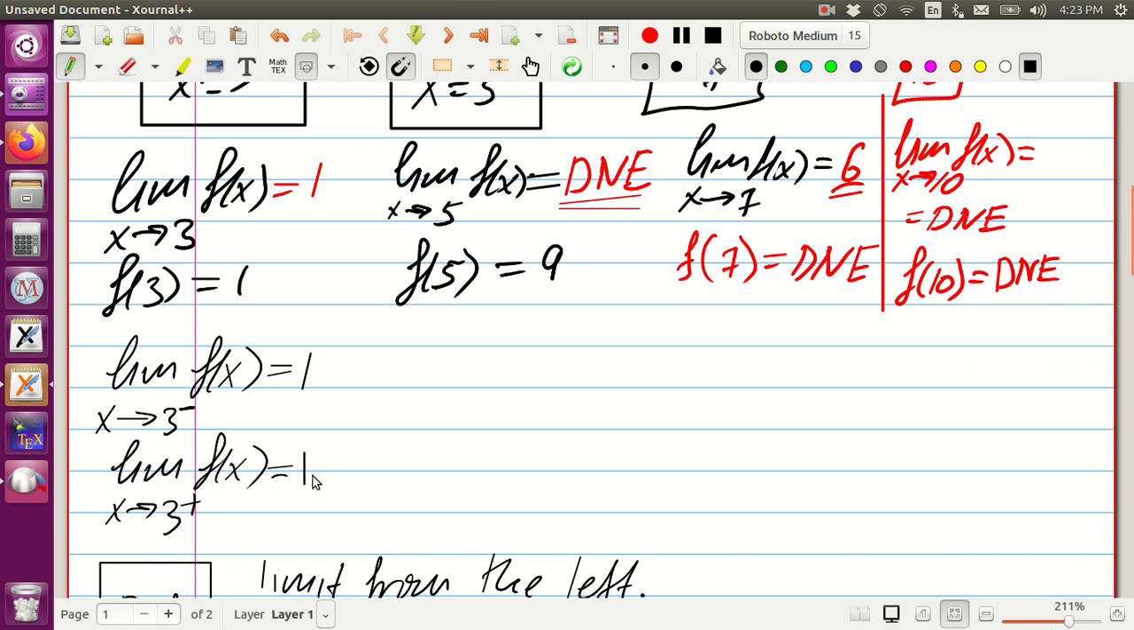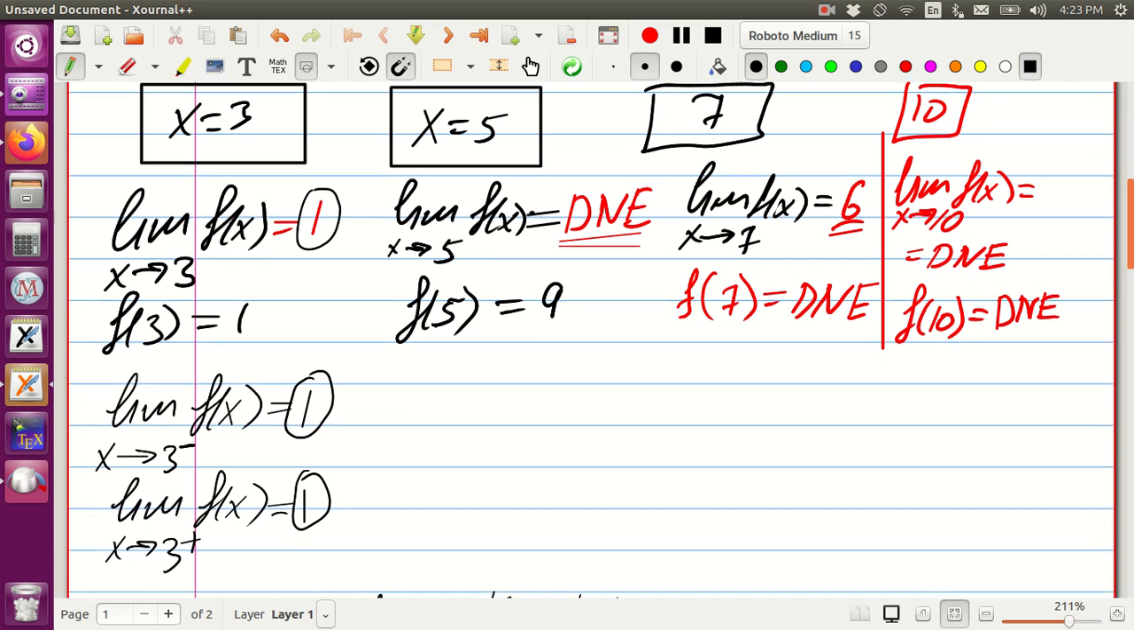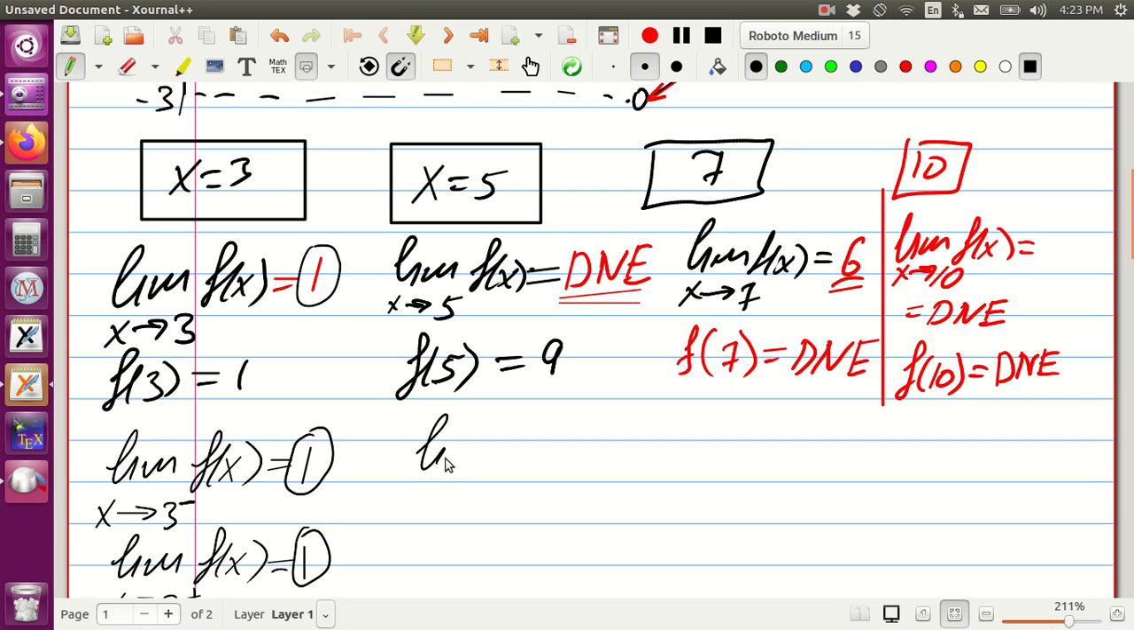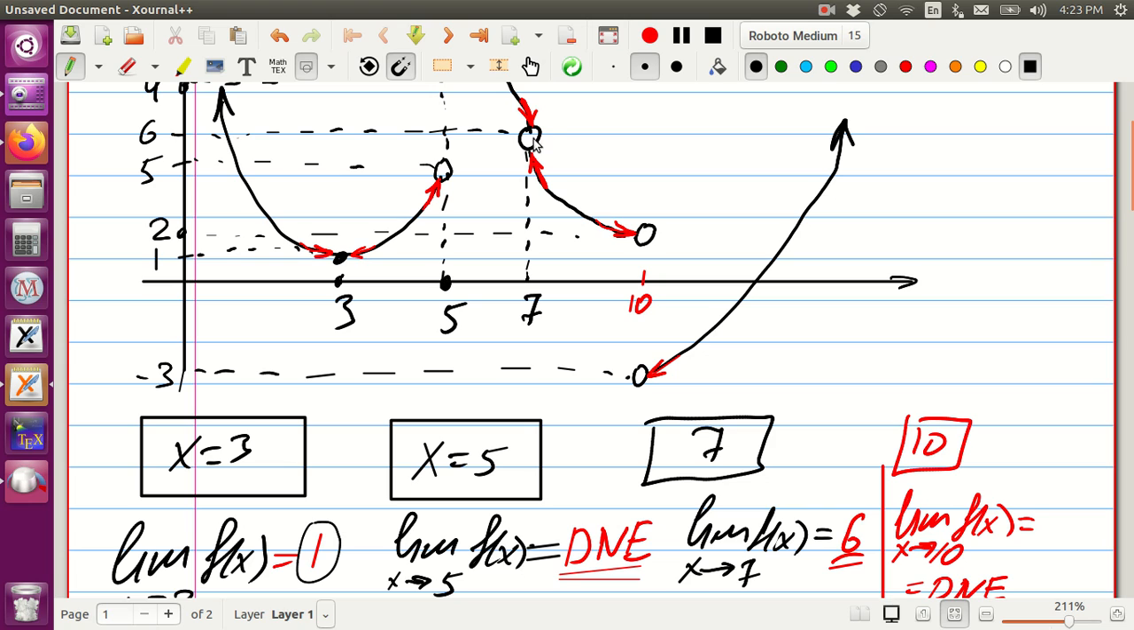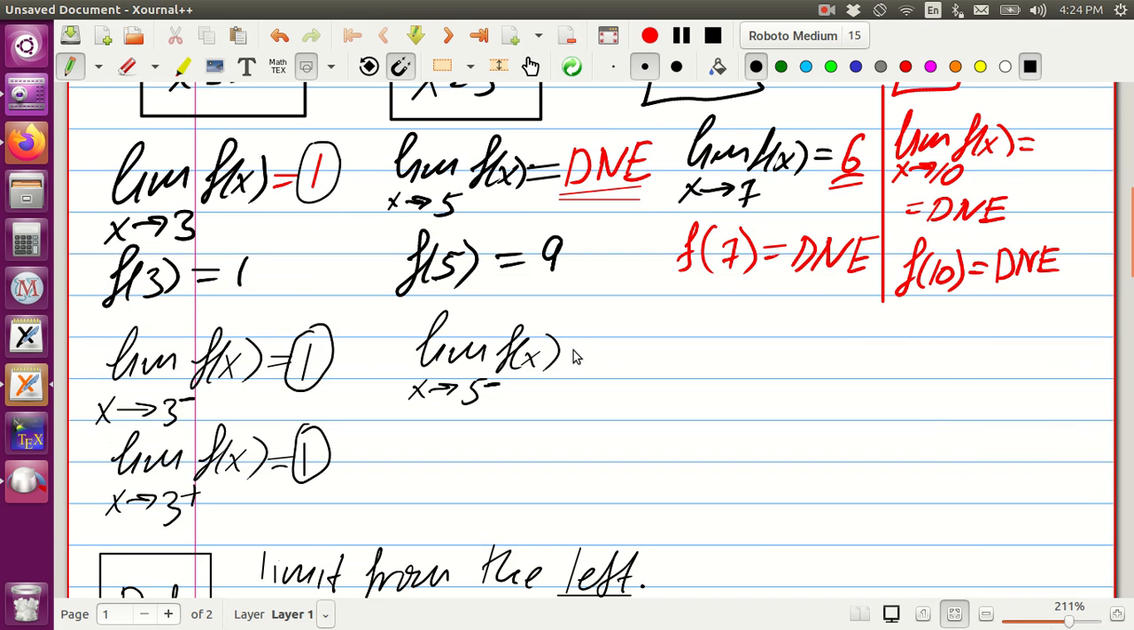Conclusion, this is 1, and notice, this is 1, this is 1, and this is 1. So maybe it will play some role here. Okay, so we're moving over here, we say limit of f of x when x approaches 5 from the left. When we approach 5 from the left, we don't really worry about the right side, so we're moving towards 5, so we say the limit will be equal to 5.